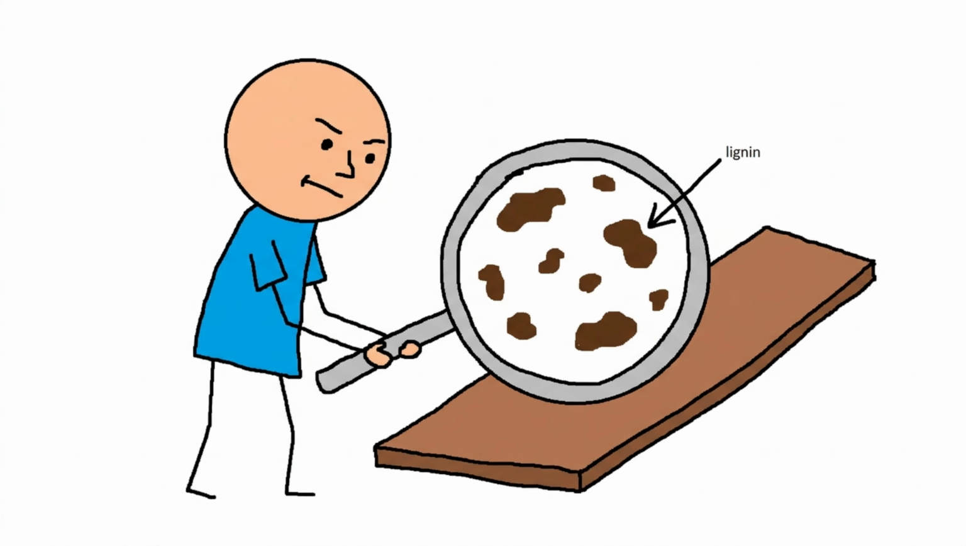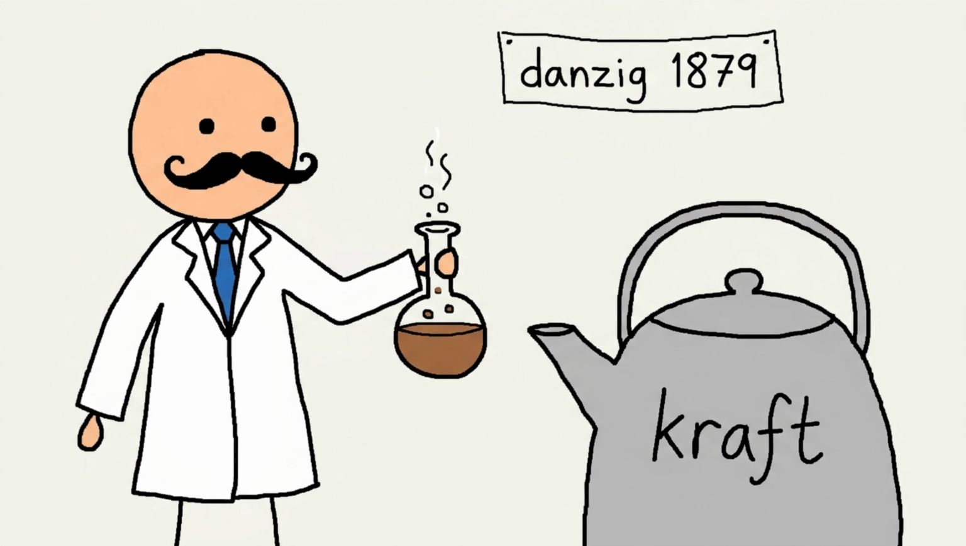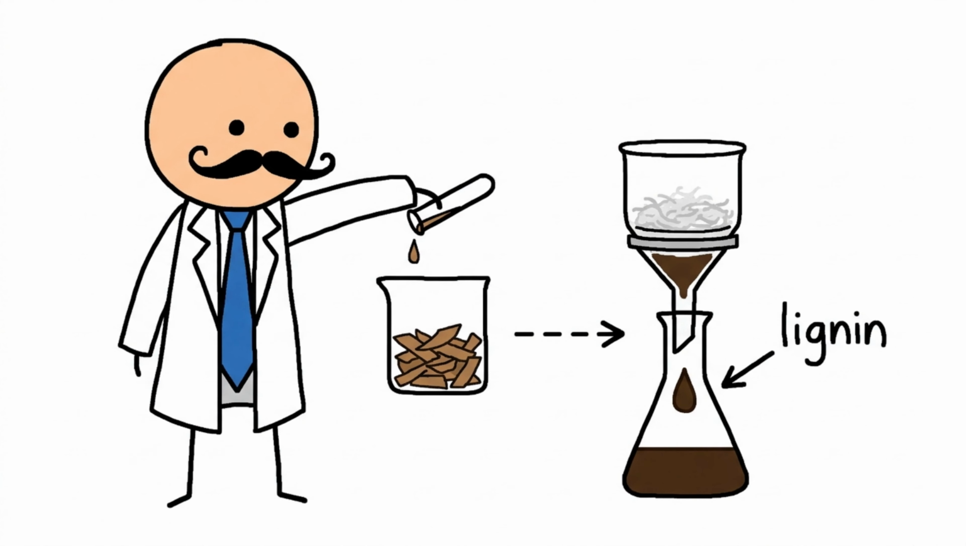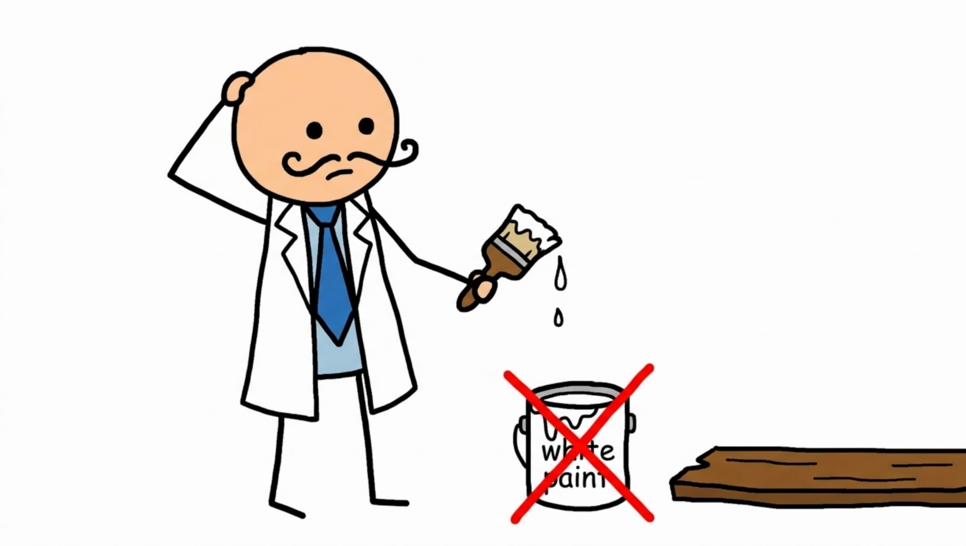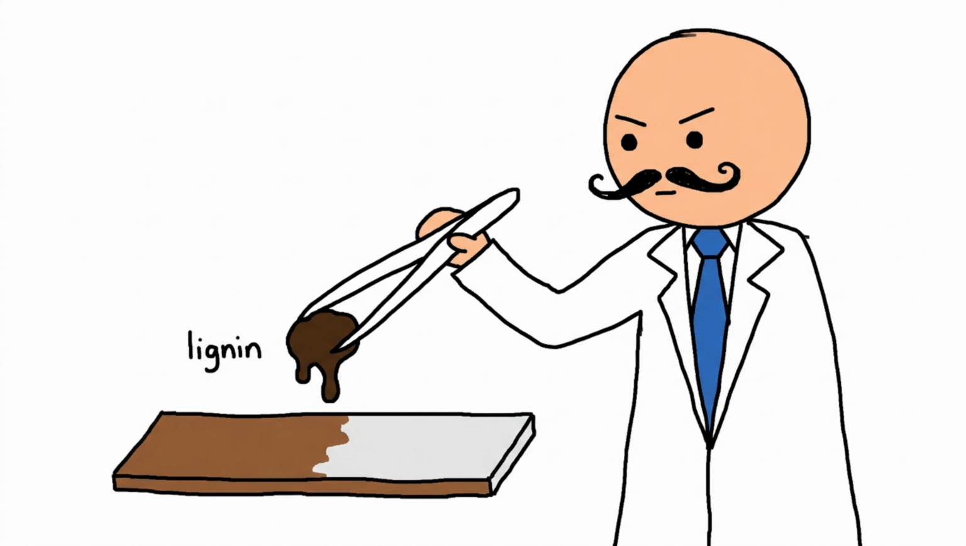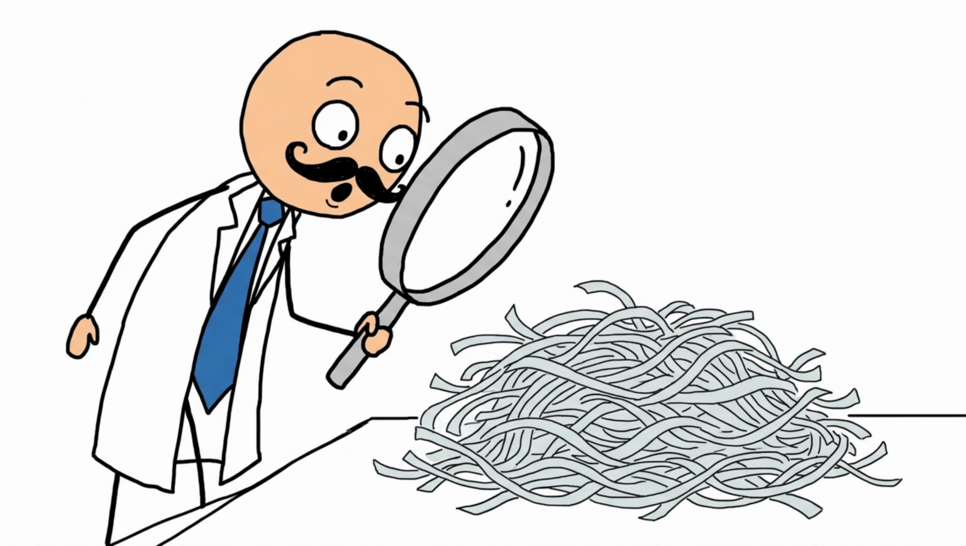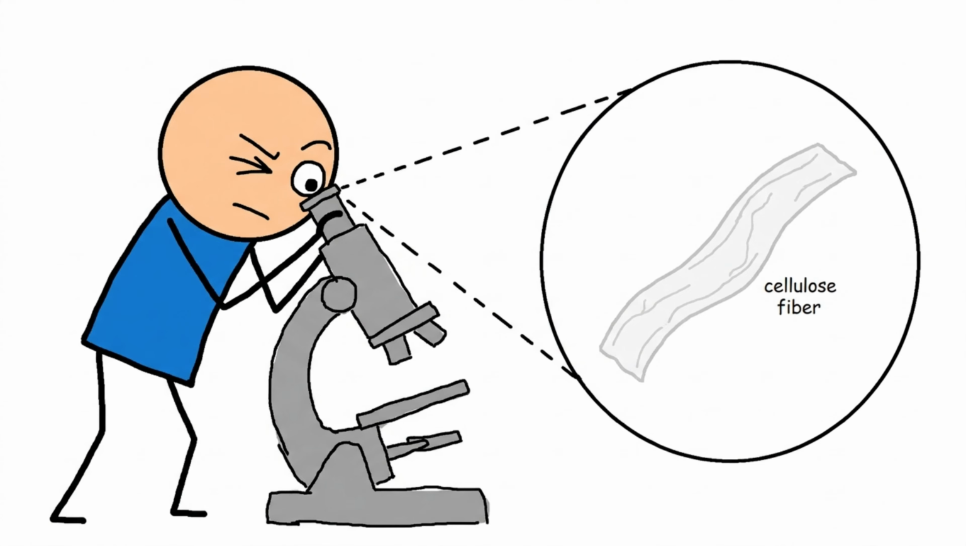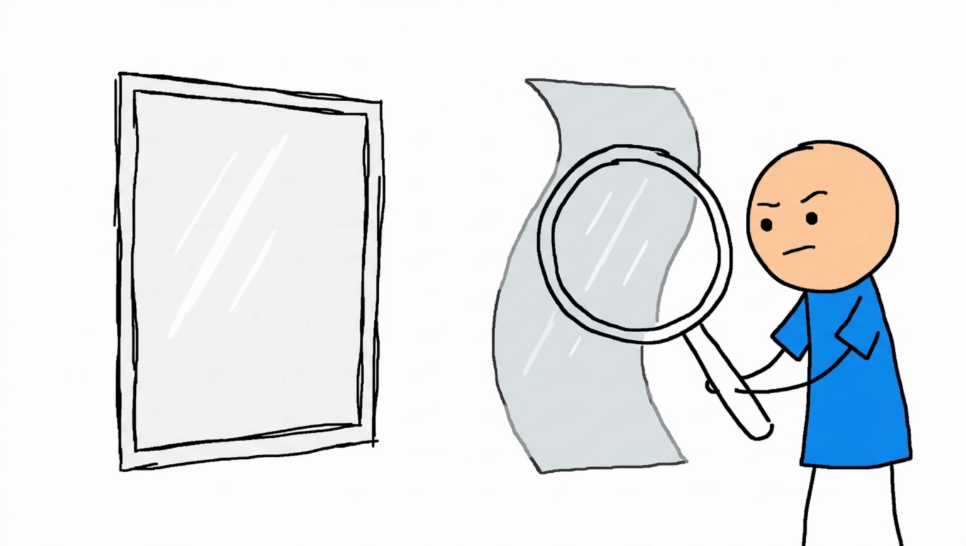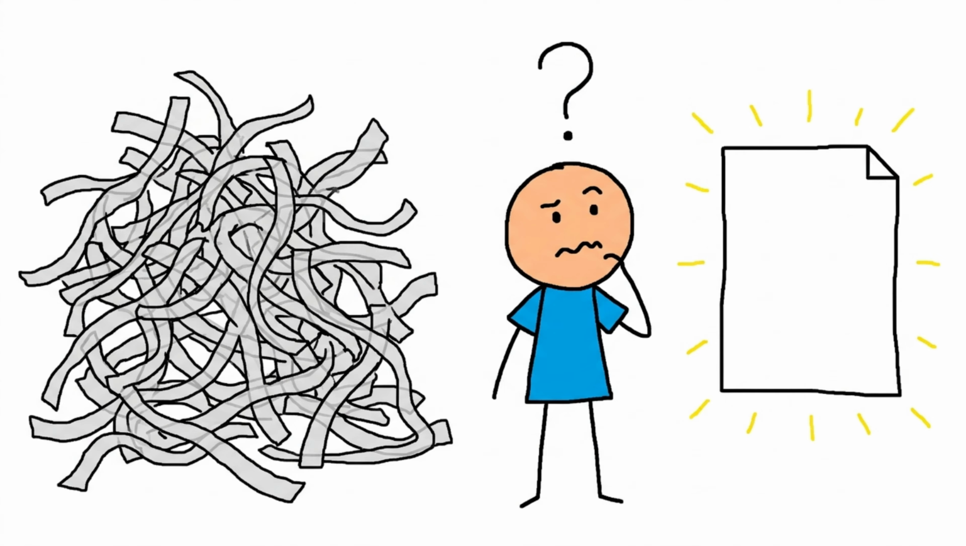In 1879, a chemist named Karl Dahl in Danzig developed the Kraft process, a chemical method for stripping lignin out of wood pulp. That process didn't paint anything white. It just removed the part causing the color. Once the lignin is gone, you're left with pure cellulose fiber. And cellulose barely absorbs visible light at all. Under a microscope, a single fiber looks like a flattened, see-through ribbon, not a white thread. Nearly transparent glass. So how do billions of transparent fibers become a blinding white page?